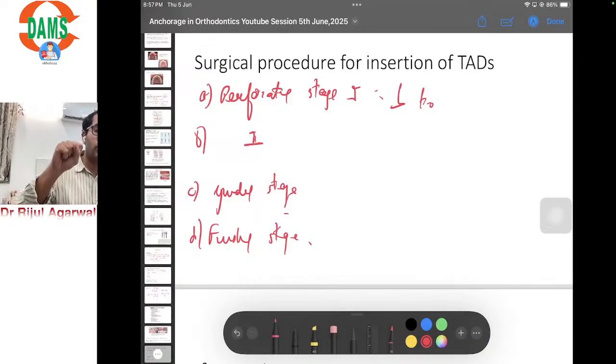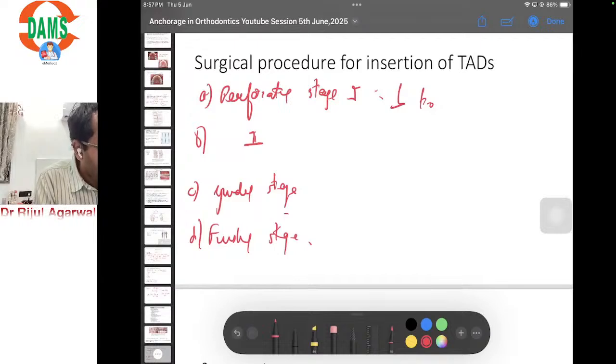So as I have told you, cortical bone is thick. We need to approach it perpendicular, because if we introduce it slanting even a little, the distance we need to cover in the cortical bone will become more, and it will become more difficult to penetrate it. So we need to approach it first perpendicular to the cortical bone so that we penetrate it quickly.